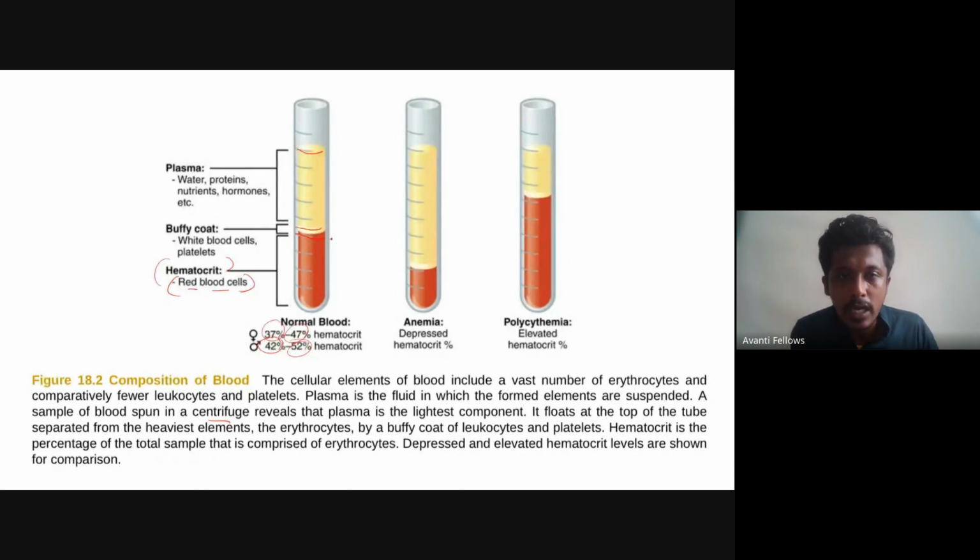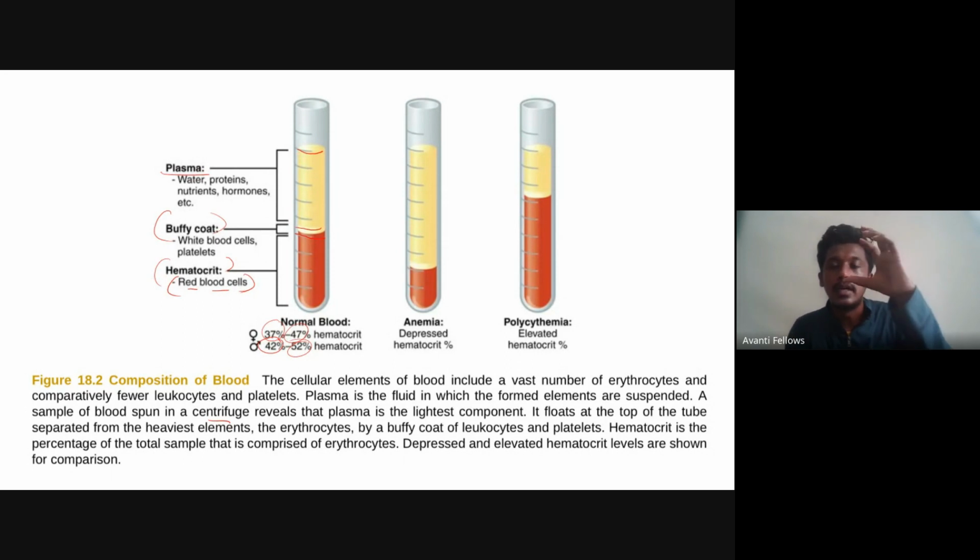Now, just above the hematocrit layer, what you get is a cloudy layer, which we call the buffy coat layer. The buffy coat layer actually contains white blood cells and platelets. Whereas plasma is another important factor in our blood, which contains water, proteins, nutrients, hormones, etc. We'll discuss the real composition in the coming slide. So this is the healthy blood.